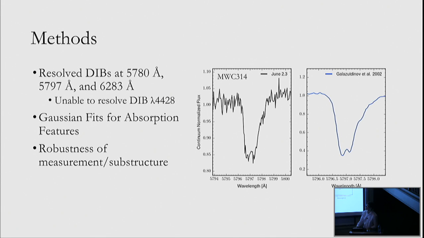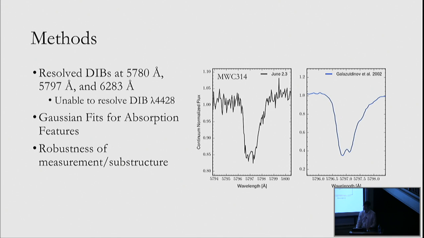So what I did was heliocentrically correct these spectra and continuum normalize them. And then for the DIB features, I used a Gaussian fit to model and analyze these features. A Gaussian doesn't fit perfectly, but it's a good first-order approximation to look for time variations in either the equivalent width or the radial velocity.